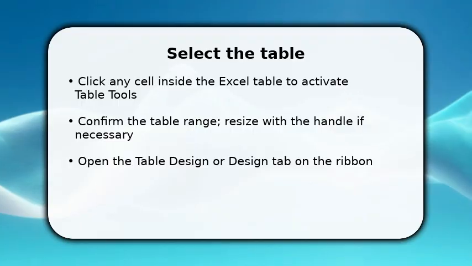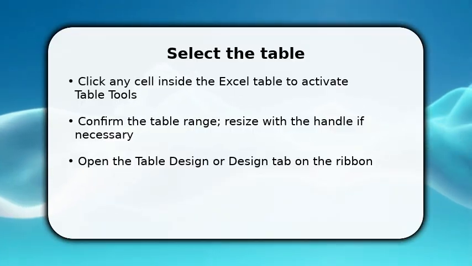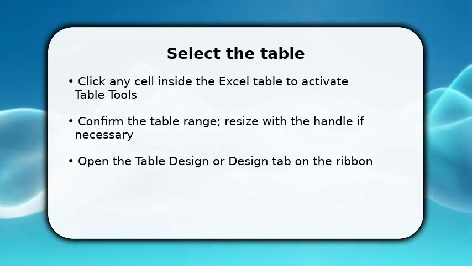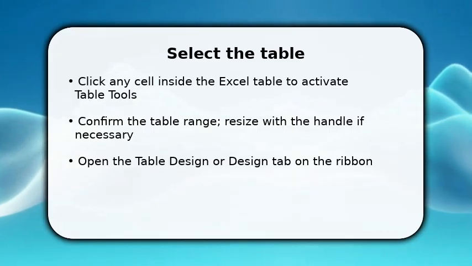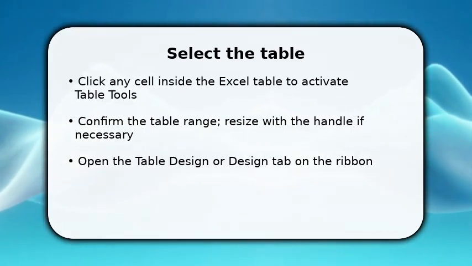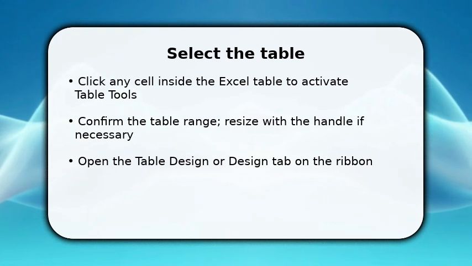Then move to the Ribbon and open Table Design. This is where style controls live. You're now poised to change color quickly without touching individual cells, which keeps formatting consistent across the table.